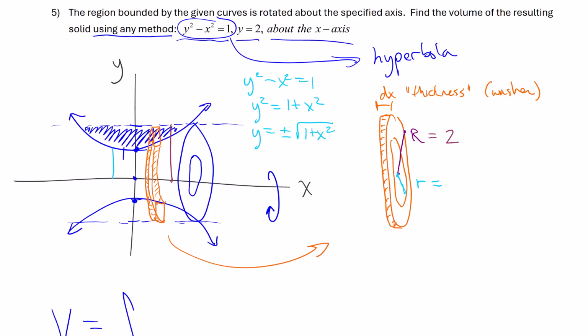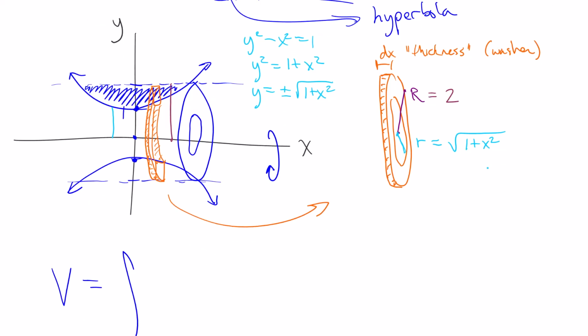Now, it doesn't matter which we use, the plus or the minus, because it's going to get squared anyway. So we'll just use the positive version to keep it simple. So that, again, that height from 0 up to where this curve is, bounding the bottom of this solid that's getting rotated around, right? So we're going to call that just the square root of 1 plus x squared. That's that smaller radius.